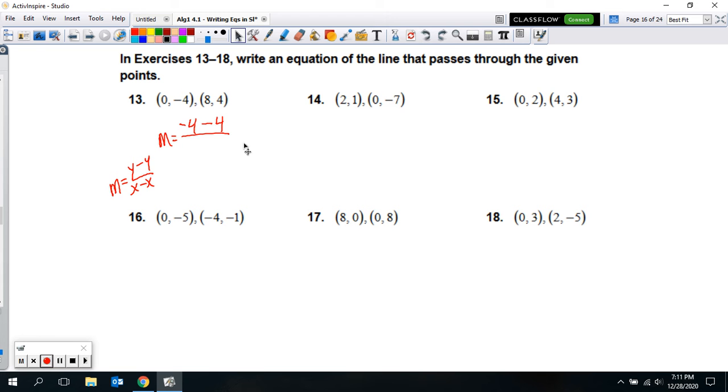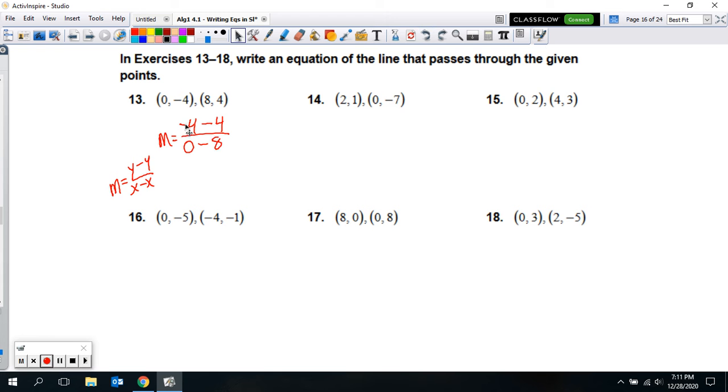And now when I get to the x's, I need to make sure I start with the same number, or from the same ordered pair that I started with for the y's. So since I started with the first point on the y's, I have to start with the first point on the x's. That's the only thing that does matter. If I switched and started with the second point down here, that would throw me off and I would get a wrong number or wrong sign perhaps. So I'm going to start with 0. X is 0 there, so 0 minus the other x, which is 8.